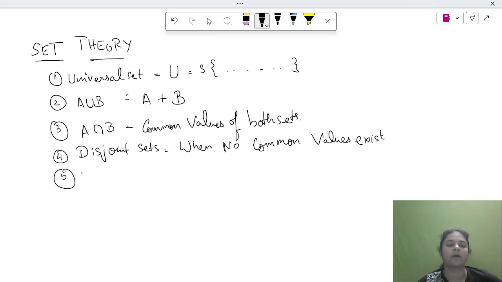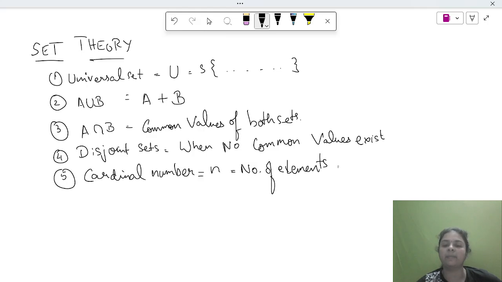Fifth, what do you mean by cardinal number of a set? Cardinal number is represented by n, which is the number of items or number of elements of a set.